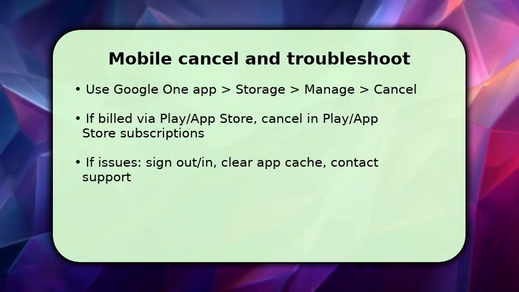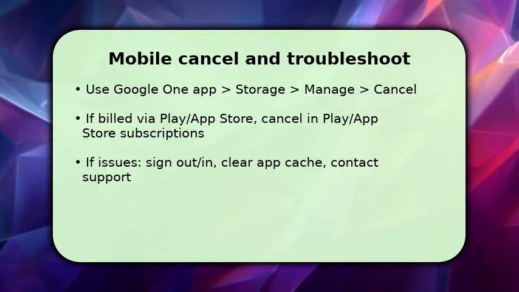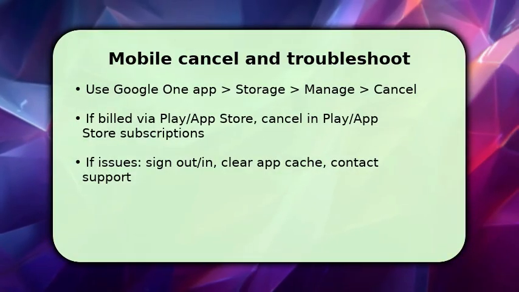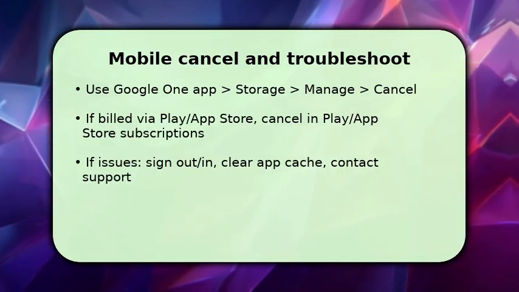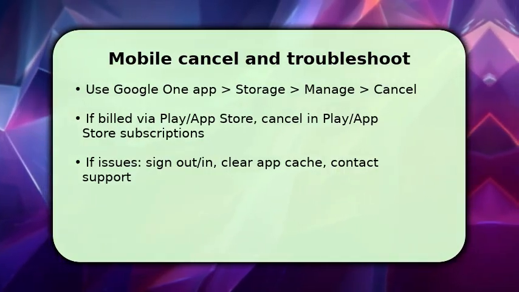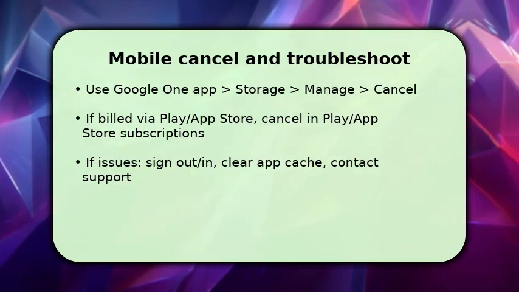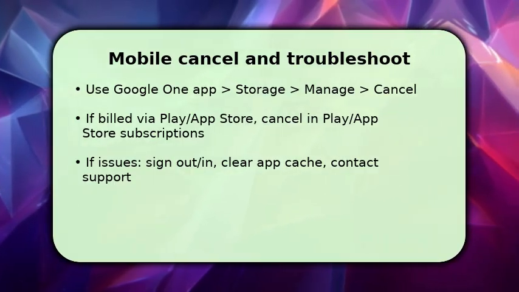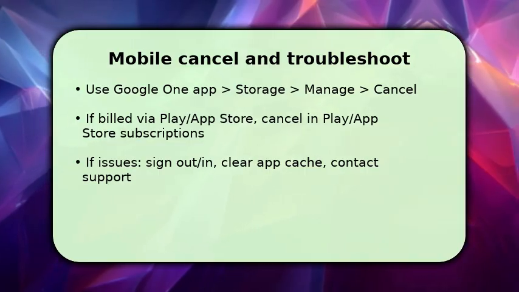Finish by checking mobile subscriptions. Open the Google One app or Photos app and follow Storage, Manage, Cancel. But if your payment goes through Google Play or the App Store, you must cancel there instead. Open Subscriptions in the Store app and cancel the Google One plan.